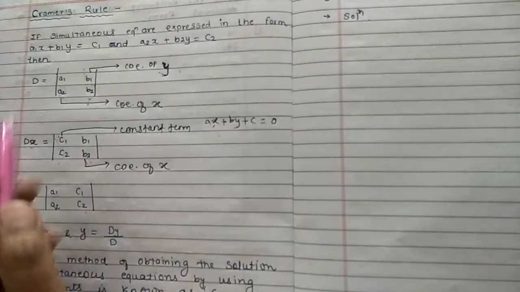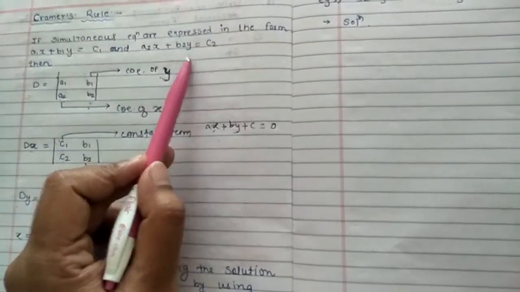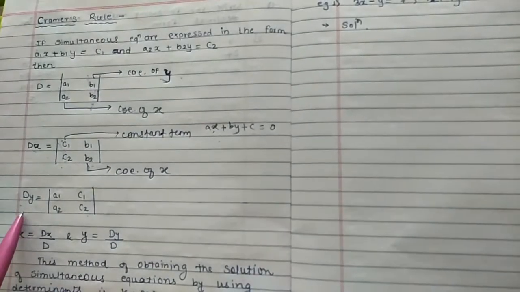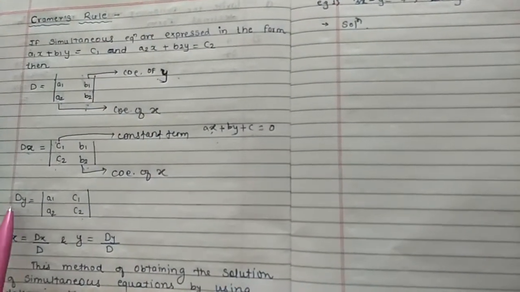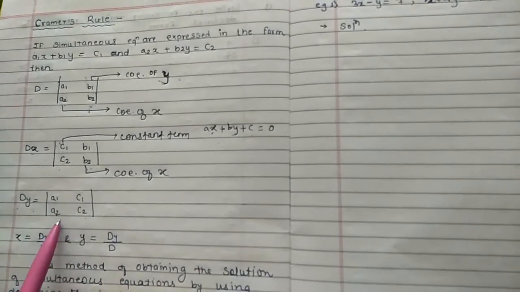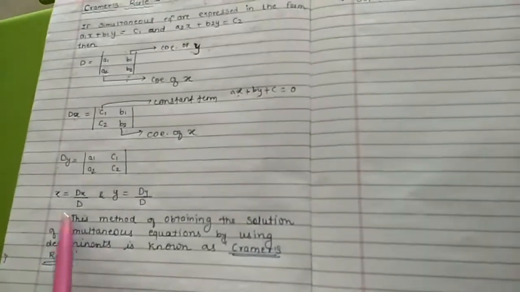So the determinant of y will be what? a1, a2, and now in place of b1, b2, the y coefficients in the equations, we are going to replace them with c1, c2. That is Dy. So Dy is a1, a2, c1, c2. And then we have to use the Cramer's rule formula.